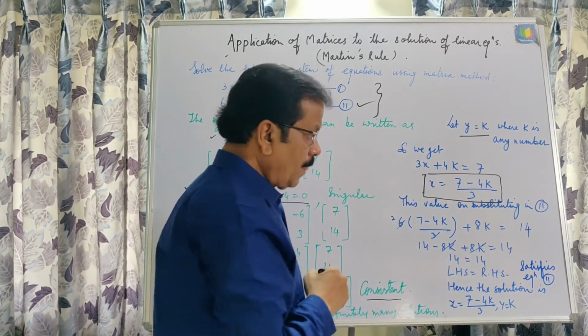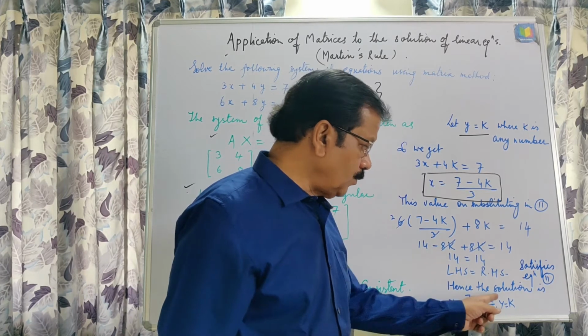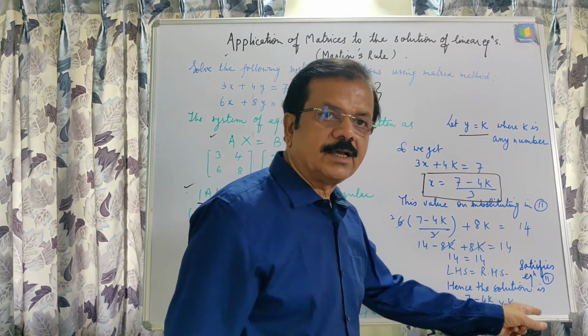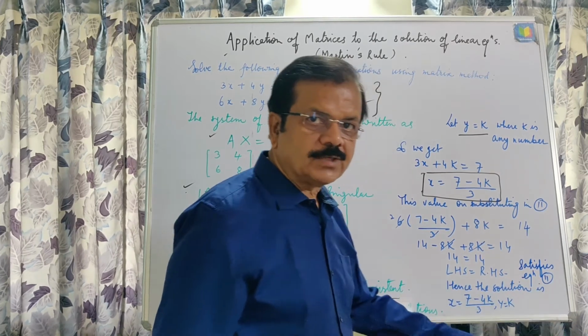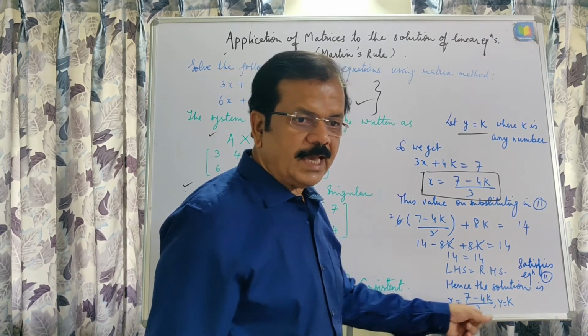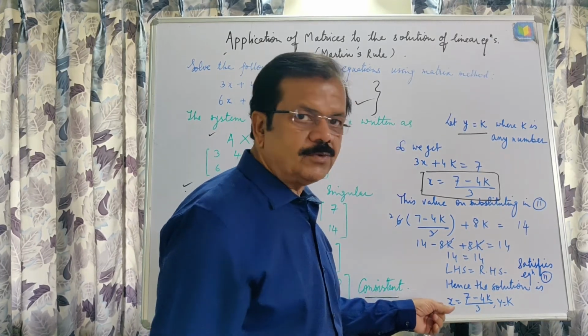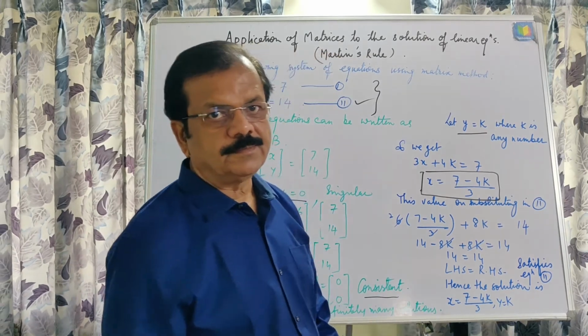Now the solution will be x is equal to 7 minus 4k upon 3, y is equal to k, and this will be infinitely many solutions because for different values of k we can get different values of x and y. Okay, now next question.